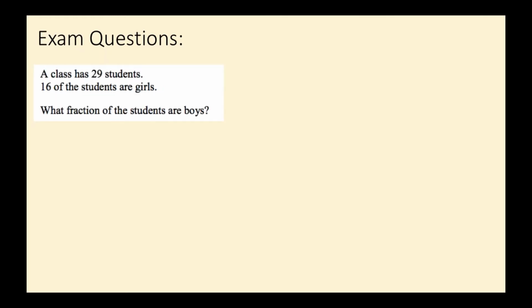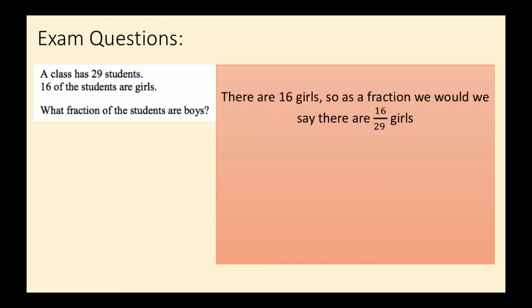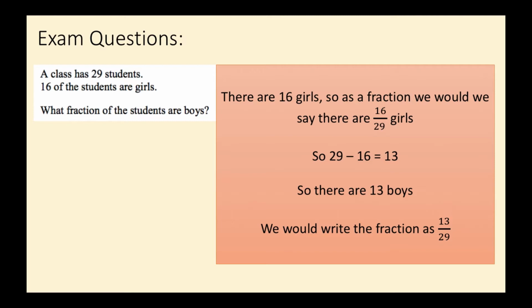Okay, a class has 29 students. 16 of the students are girls. What fraction of the students are boys? Well, first of all, we know that 16 out of 29 are girls. So what's left from 16 up to 29? 29 take away 16 is 13. So 13 boys out of 29, and we'll write it as a fraction like this, 13 over 29.